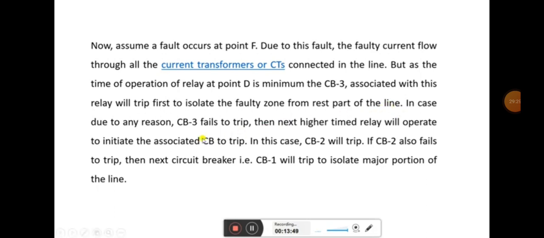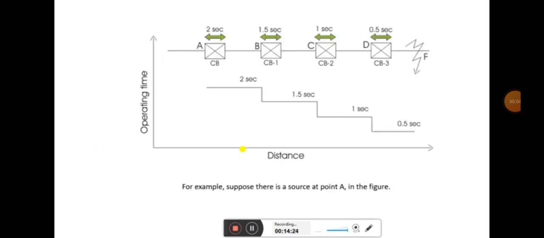In case, due to any reason, CB3 fails to trip, then the next higher timed relay will operate to initiate the associated CB to trip. In this case, CB2 will trip, and if CB2 also fails to trip, then the circuit breaker, that is CB1, will trip to isolate the major portion of the line. So what is written here, I want to explain with this figure.